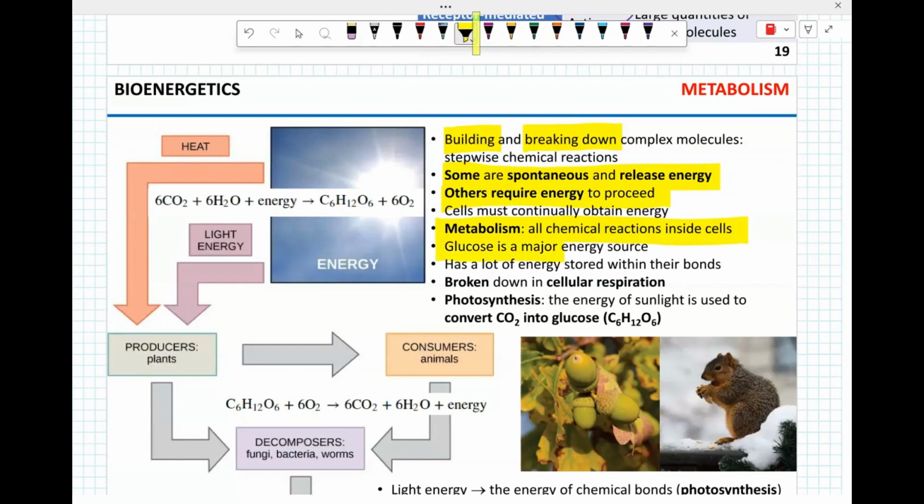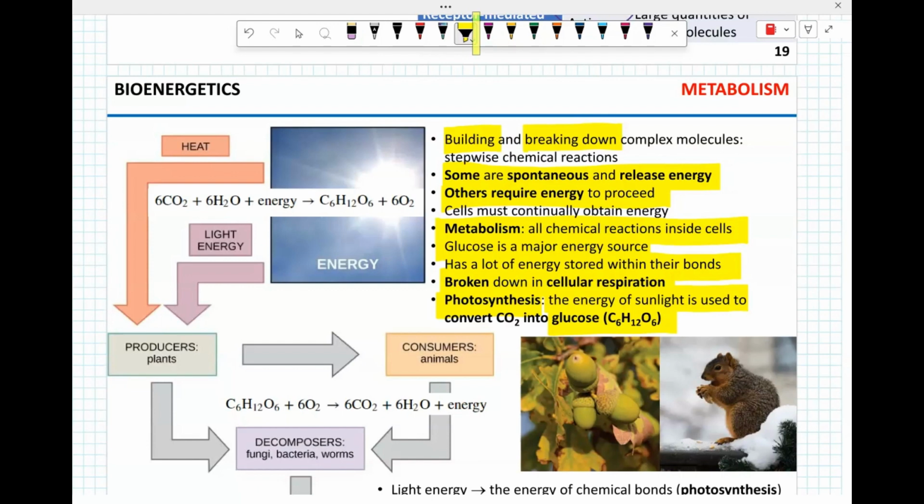The major energy source for many cells is glucose, because it stores an enormous amount of chemical energy within its bonds. These bonds are broken down during the process of cellular respiration, releasing energy that can be converted into ATP. Another important process that converts one type of energy into another is photosynthesis. In photosynthesis, the light energy is converted into the energy of chemical bonds in the molecule of glucose, which is essentially synthesized from the atmospheric carbon dioxide.